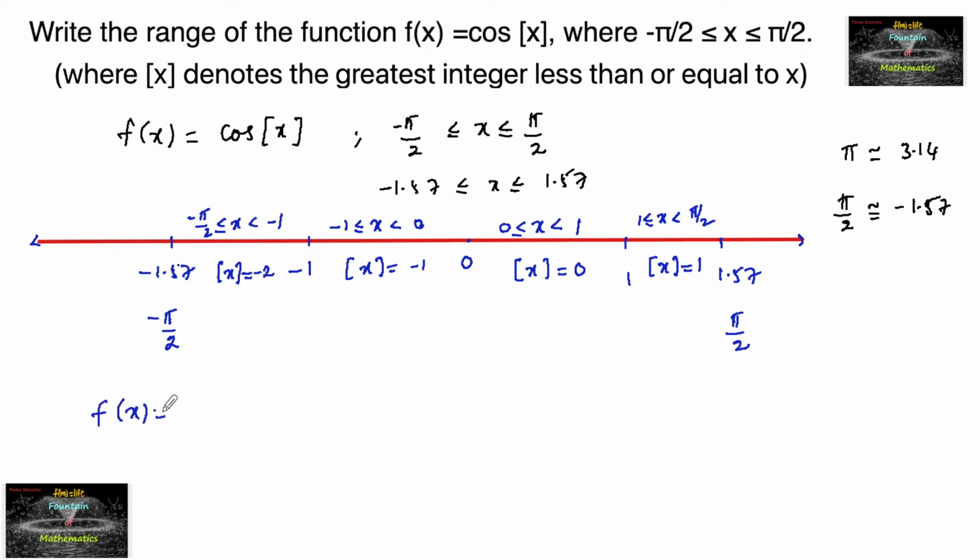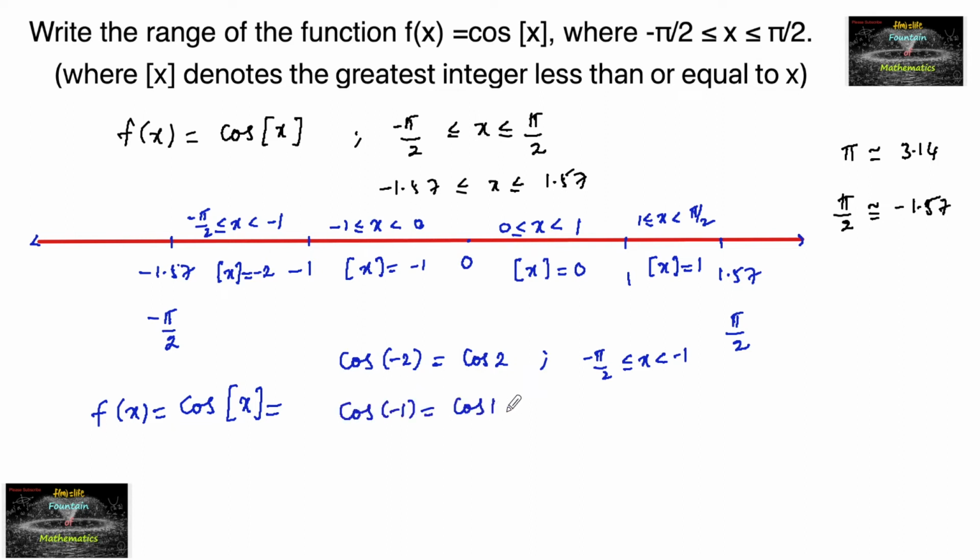the given function f of x is equal to cos of step x, so we can write in the four intervals like cos of minus 2, so cos of minus 2 is nothing but cos 2 for the interval minus pi by 2 less than or equal to x less than minus 1, and the next interval cos of minus 1, cos of minus 1 is equal to cos 1, since we know cos of minus theta is equal to cos theta.